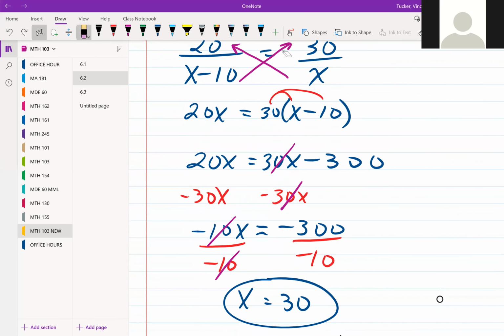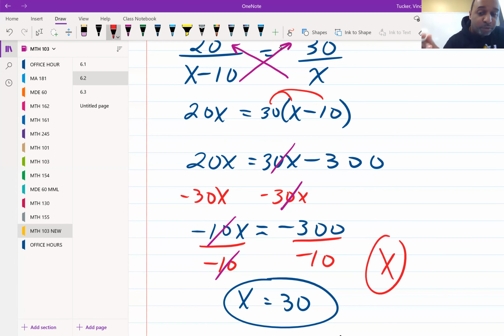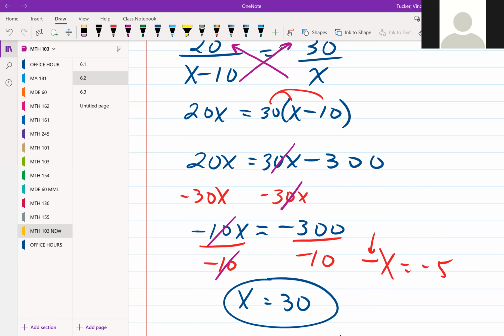Will the answer always be positive instead of negative? No. Your variable will always be positive, but your answer could be negative. You could have x equal to negative 5 or something like that. That's fine. But you don't want a negative in front of your x. Good question.